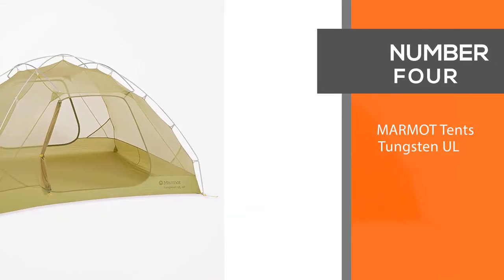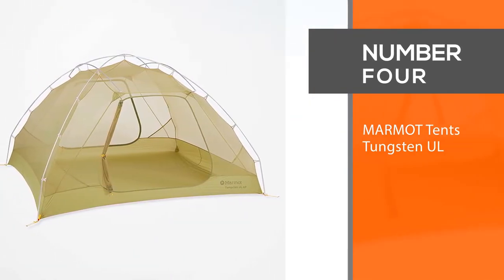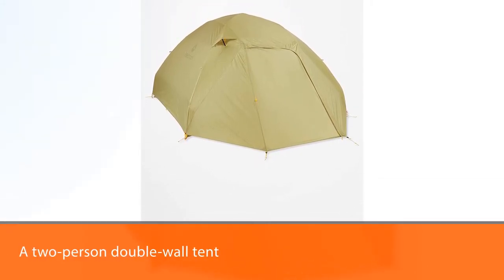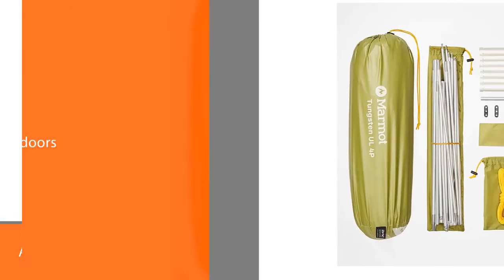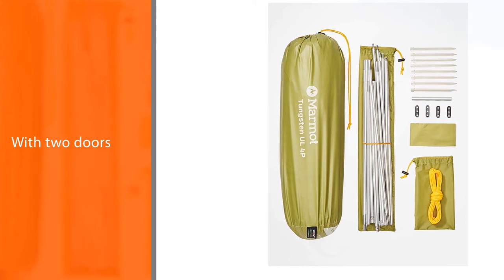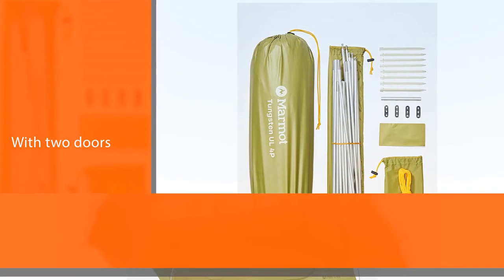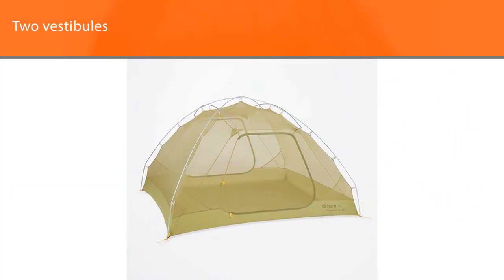Number 4. MARMOT Tents Tungsten UL. The MARMOT Tungsten UL 2 is a 2-person double wall tent with 2 doors and 2 vestibules. A trimmed down version of the best-selling Tungsten tent, the 3 pound 3.8-ounce MARMOT Tungsten UL 2P maximizes livability while keeping weight at a level that caters to backpackers.